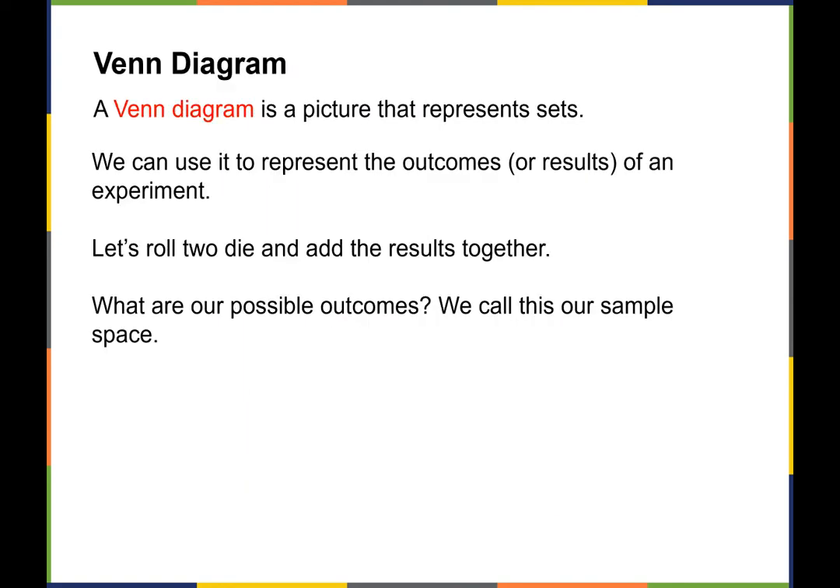So a Venn diagram is a picture that represents sets, and we can use it to represent outcomes of an experiment. So for example, thinking about probability, let's roll two die and add the results of the two die together. What are all of our possible outcomes? Remember, this is what we call the sample space. We talked about that in the 3.1 video.